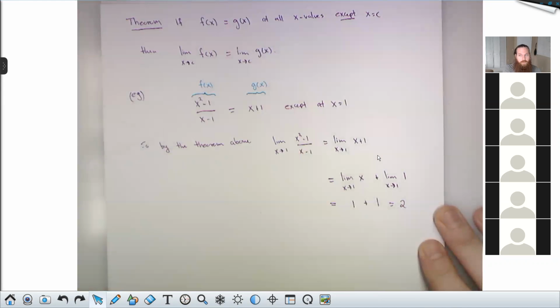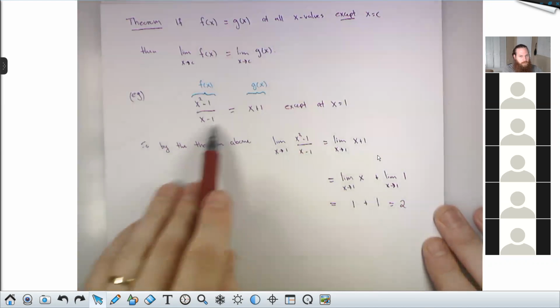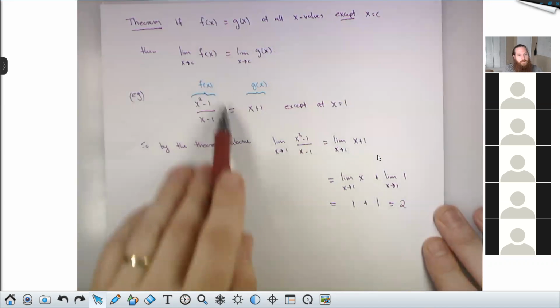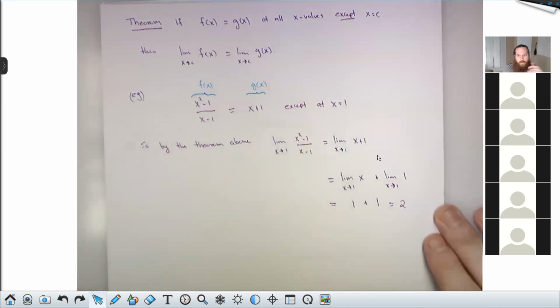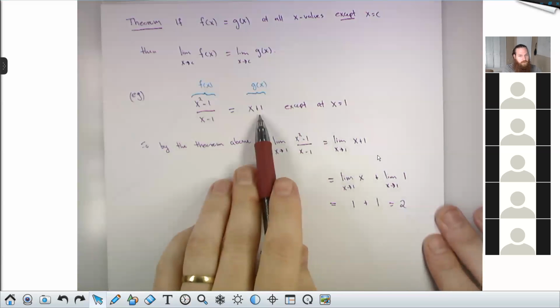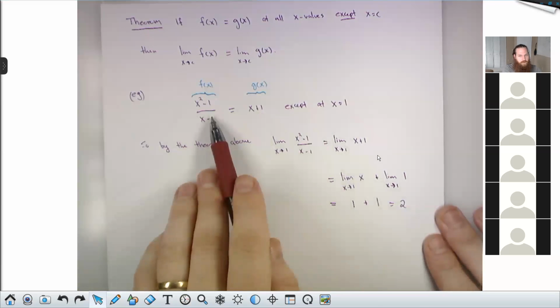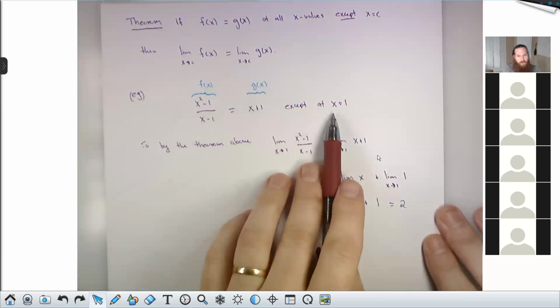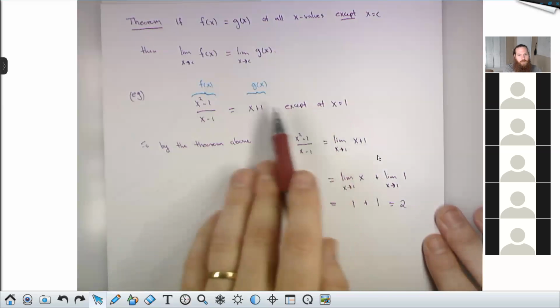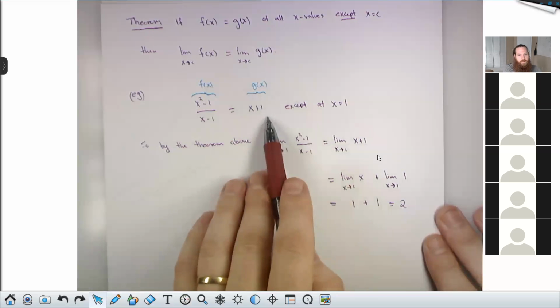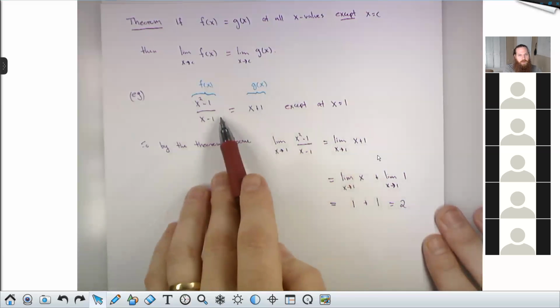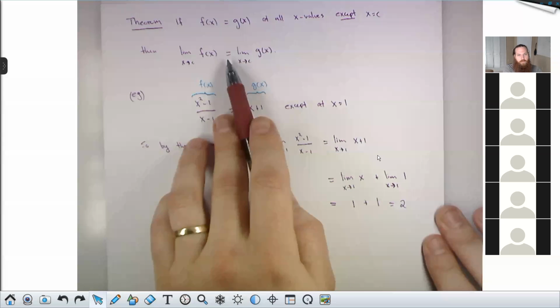This is useful because we will often try to calculate limits of functions like this at places where they are undefined. That's why so many of your graphing problems from last week involved holes in the graph, because the places where limits are interesting are places where the functions are undefined. But if you're able to find another function that is equal to that original function everywhere except right at that point, then you can take the limit of this guy instead of taking the limit of this guy. They will be equal. That's what this theorem says.